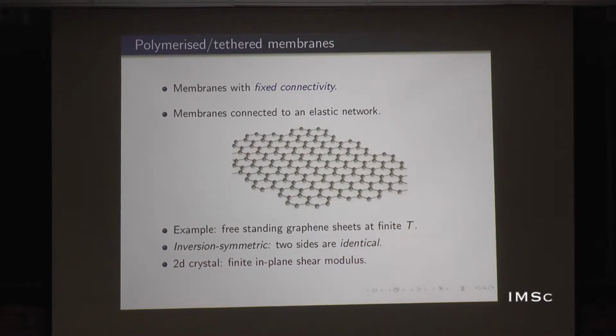So, the point is, the two sides of these membranes are assumed to be identical in all the studies that were done many years ago and decades ago. So, these are symmetric under inversion. These are inversion symmetric membranes. As with crystals, these membranes have finite in plane shear modulus, which is a very important thing, unlike lipid membranes.